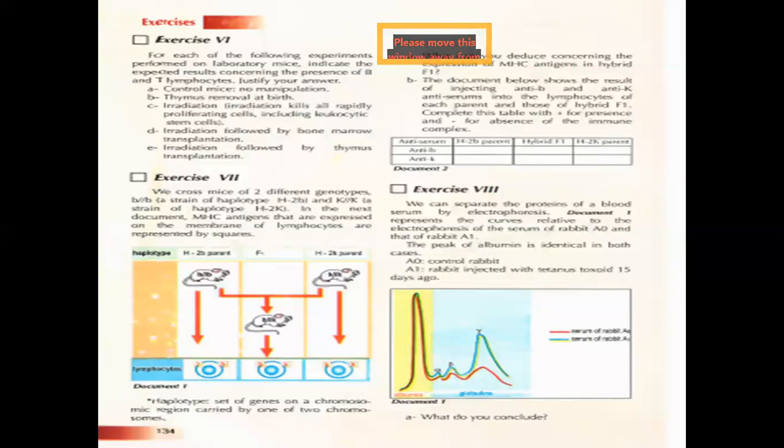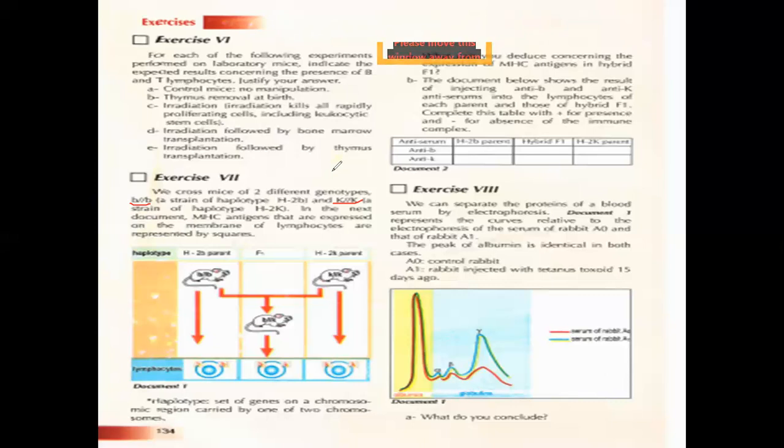Now moving to exercise 7. In exercise 7, we cross mice of two different genotypes. A strain of haplotype, they have haplotype like the genotype but for haploid cells. So the strain genotypes: one has BB, the second one has KK. A strain of haplotype KK and the second one BB. So they call them H2B or H2K, the one that has 2K or has 2B.